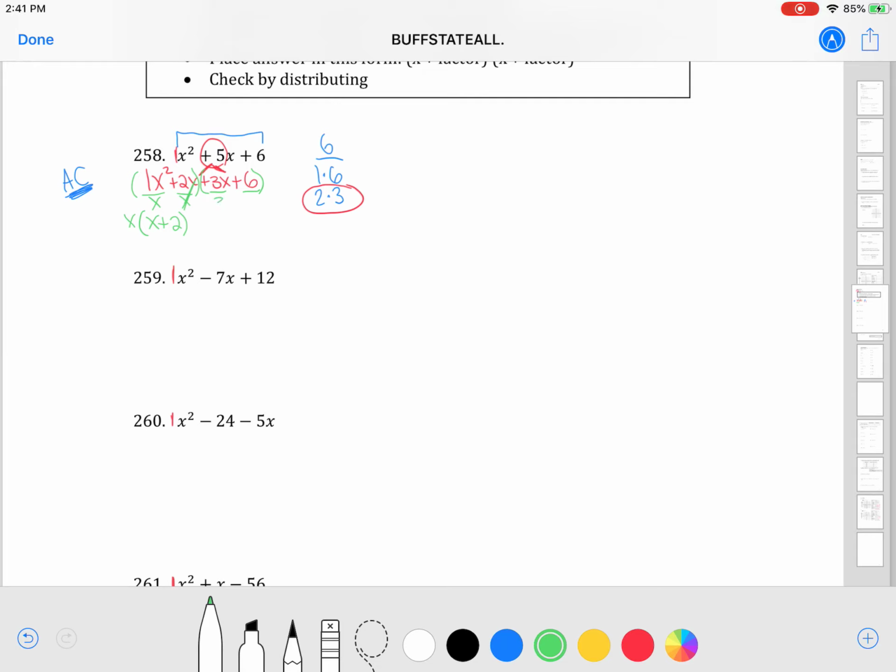Now my next group has a GCF of 3. Between 3x and 6, the GCF is 3. So I bring 3 down and I divide. These 3's cancel and give me an x. And then 6 divided by 3 is 2. And I notice these match up. So when I go to write my answer, the x plus 2 comes down. Those are gone. And the x and the 3 come together just like that. And this is my final answer.